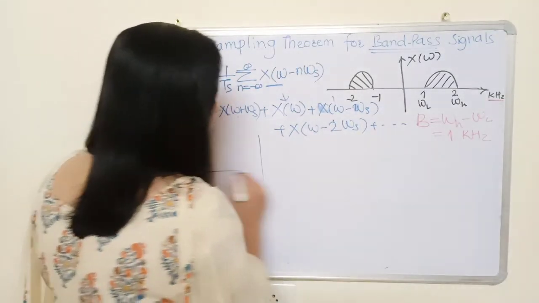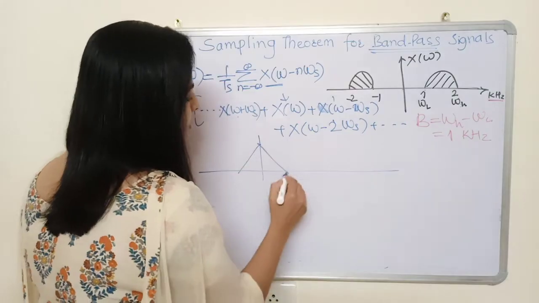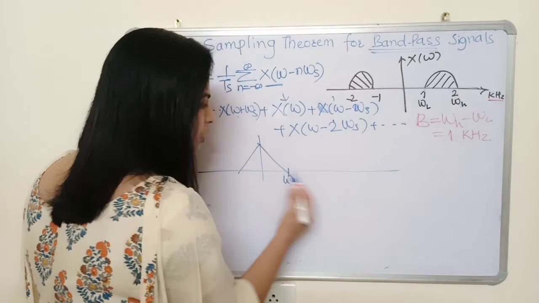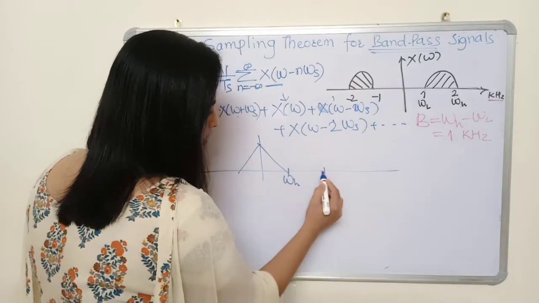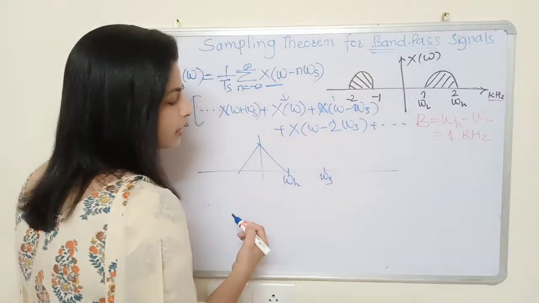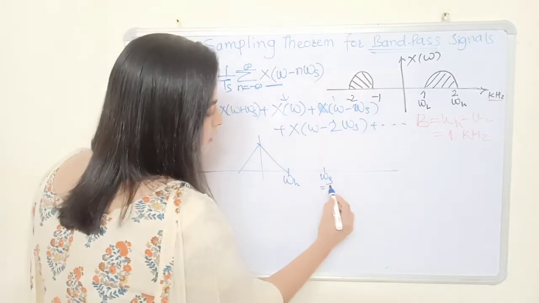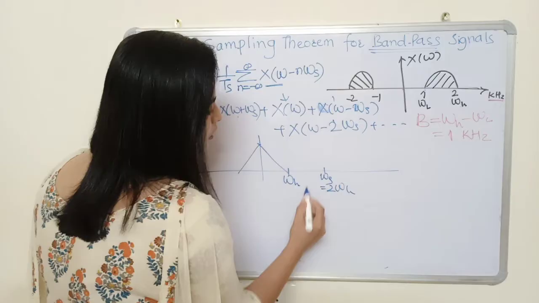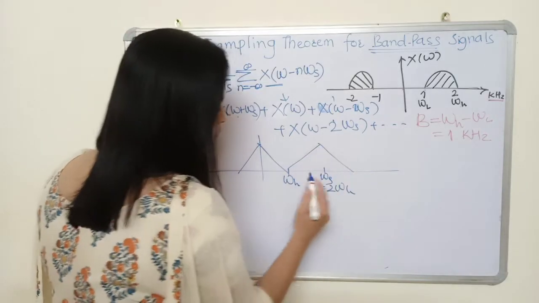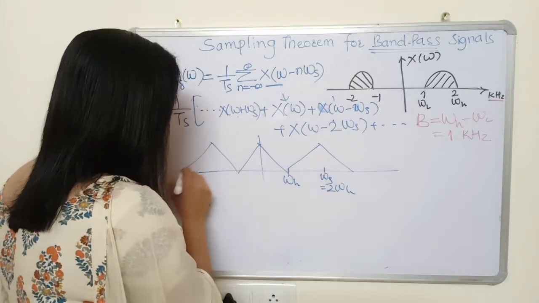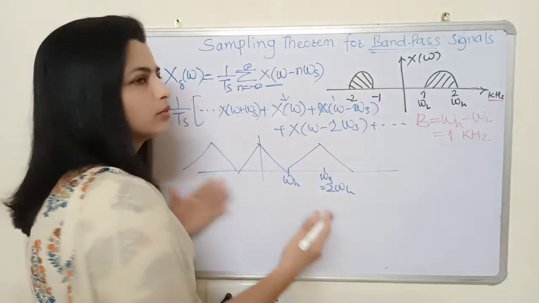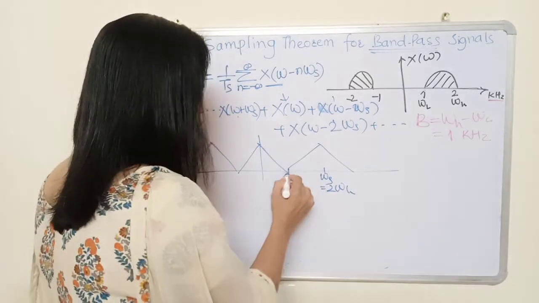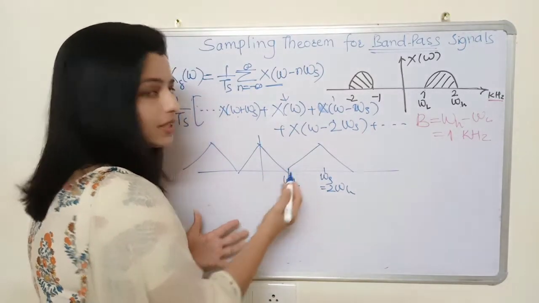Like this, if we select a sampling frequency which is double, let us say omega s is twice omega h. So it is the cut to cut sampling. So images and the original spectrum are not clashing, and here it is not mixing with each other.